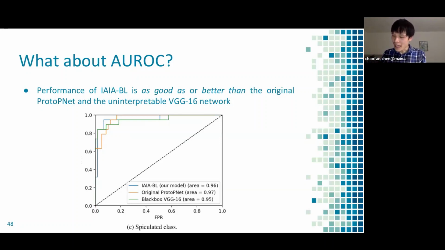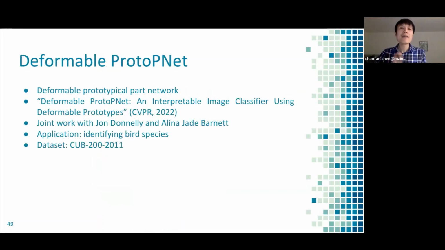And this slide shows the AURC, the ROC curve for the speculator class, and our IIBL beats the black box network in this case. So the takeaway is that by introducing this fine annotation loss, our model is able to learn the medically relevant regions and do as good as other networks, or even better than the original networks in terms of AURC performance.